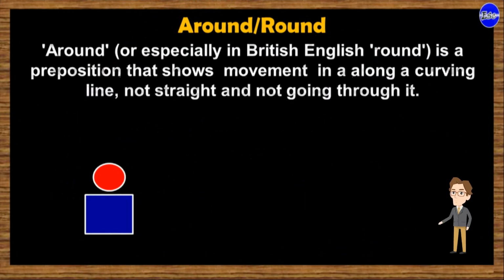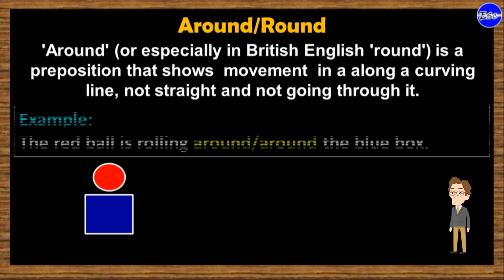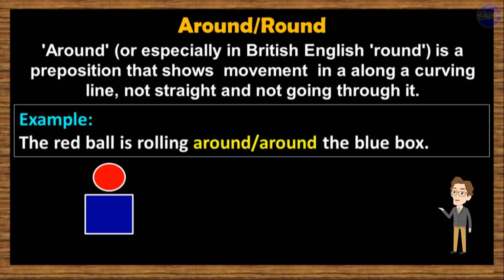Around, or round. Around, or especially in British English, round, is a preposition that shows movement in or along a curving line, not straight and not going through it. Example: the red ball is rolling around the blue box.